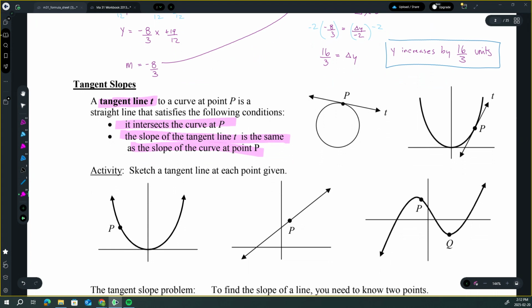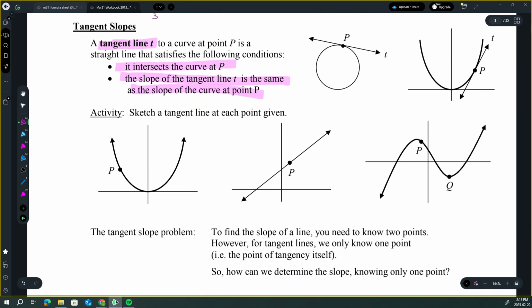Okay, so off to the right, beside this little blurb, they're drawing out the tangent lines that only touch whatever curve they're talking about at point P. So that's what's happening for that circle. That line T only touches at point P, and same thing with the parabola. The tangent line only touches at point P.